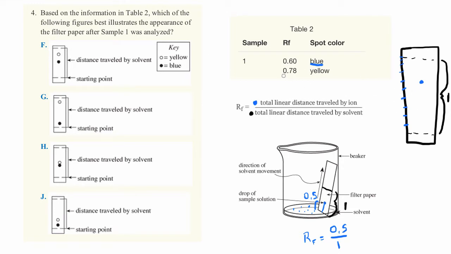How far did yellow make it? Well, it made it up to 0.78. So 0.1, 0.2, 0.3, 0.4, 0.5, 0.6, 0.7, 0.8, somewhere maybe up here. Anyways, both of them made it more than halfway, and the yellow dot went farther than the blue dot. And the only answer that looks like that is F, the correct answer.